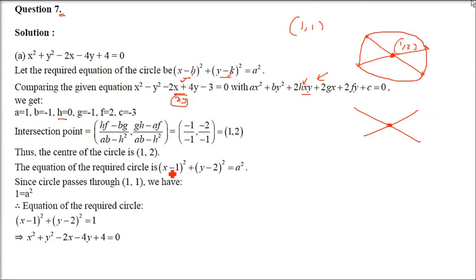Now put h and k in the initial equation, so x minus 1 whole square plus y minus 2 whole square equals a square. You have the center and a square. Still one thing is remaining. It is passing through 1, 1. So put x as 1, y as 1. When you put x and y as 1, you get a square, or a is 1 here. Now finally put it in this equation, you'll get the equation of the circle, and open this. The A option is correct.